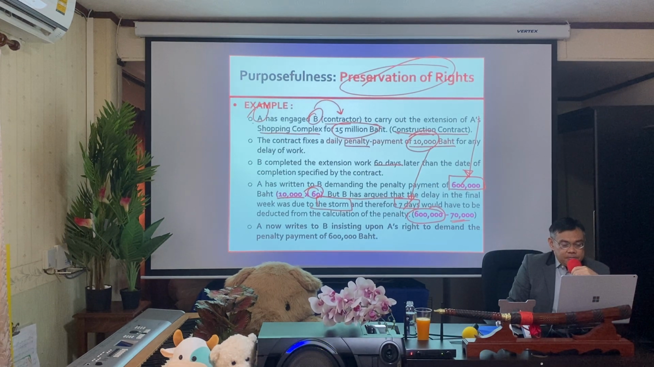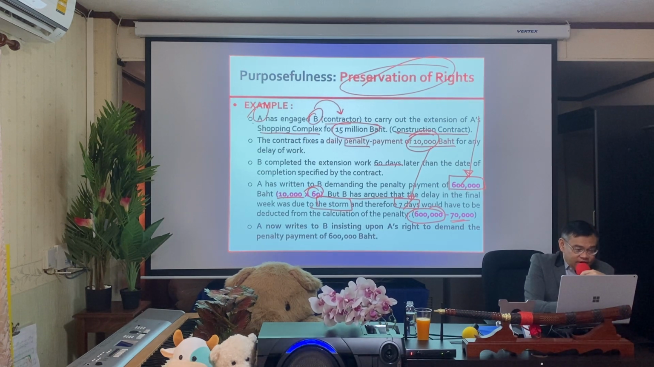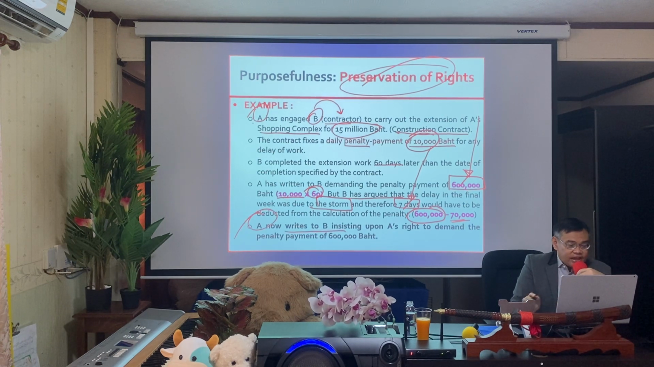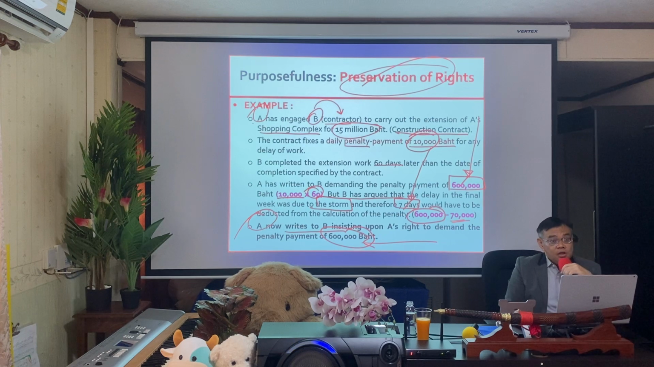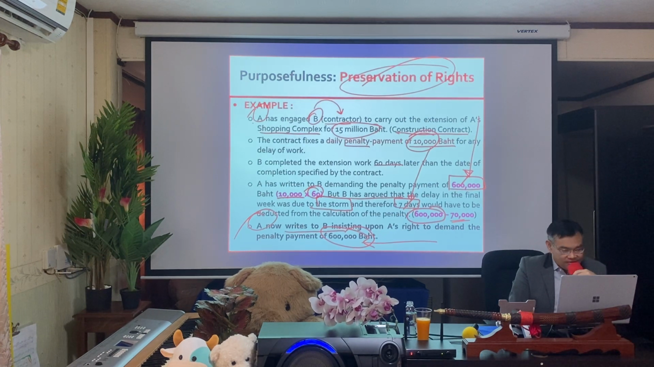This is the contention made by B. When A receives B's letter like that, A writes a letter to B saying that, no, B, we won't listen to you. We still believe that your delay is caused by your own fault, not by the storm. So we insist that you will have to pay this amount, 600,000 baht, as demanded in our previous letter.